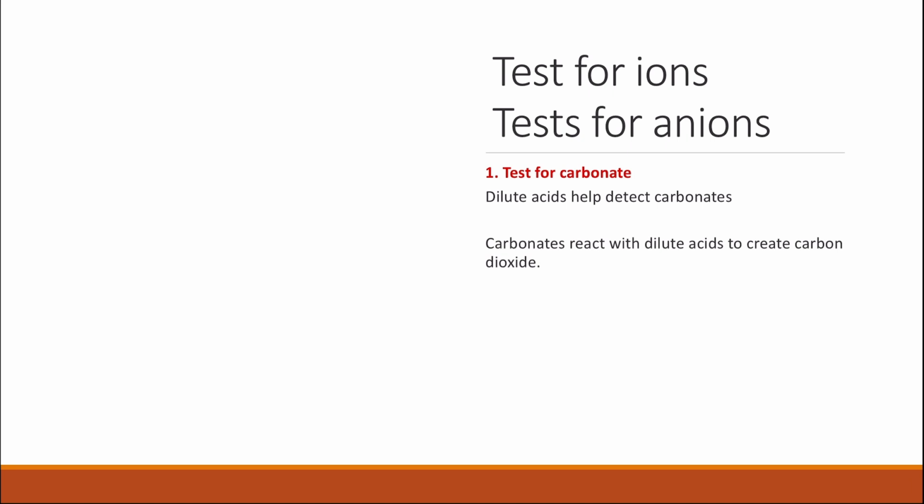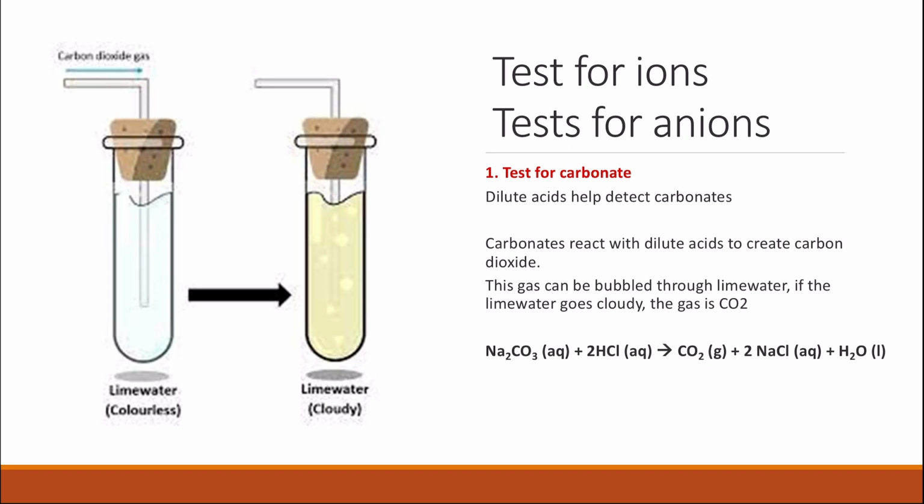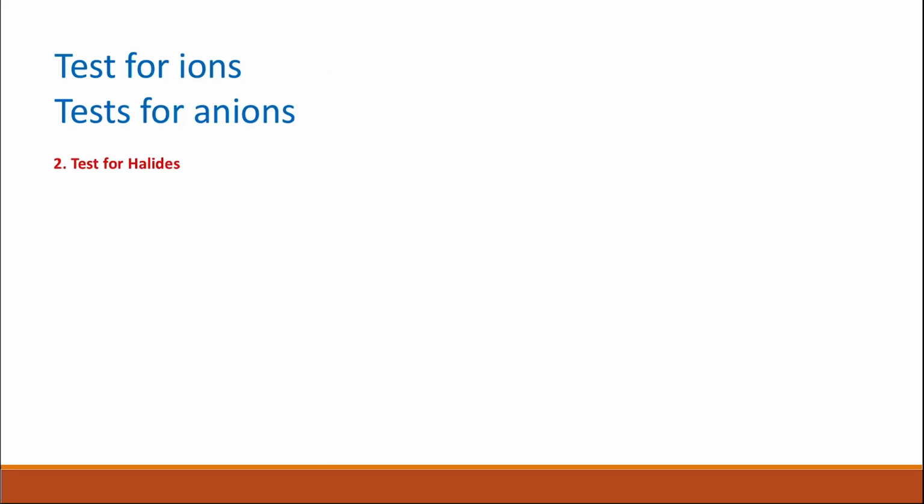If your substance contains carbonate anions and you add it to a dilute acid, then carbon dioxide will be formed, which is going to be observed as bubbling. But you also need to test for carbon dioxide by using lime water, in the same way as we tested for carbon dioxide before, where lime water will turn cloudy. We can also test for halides, and halides are chloride, bromide, and iodide ion.